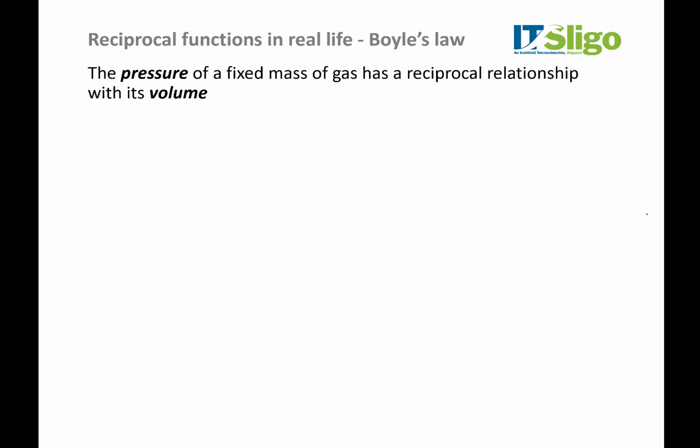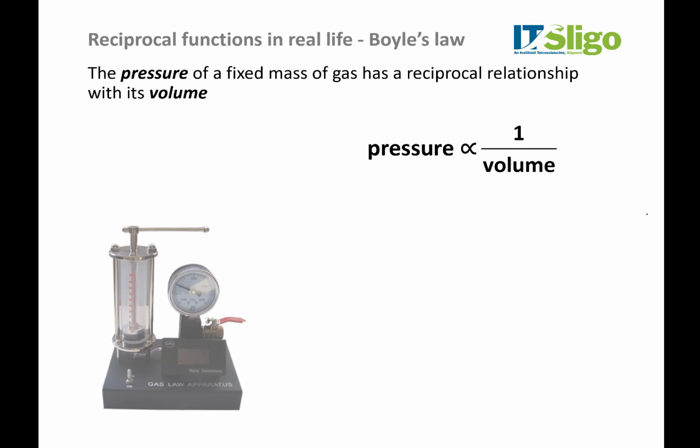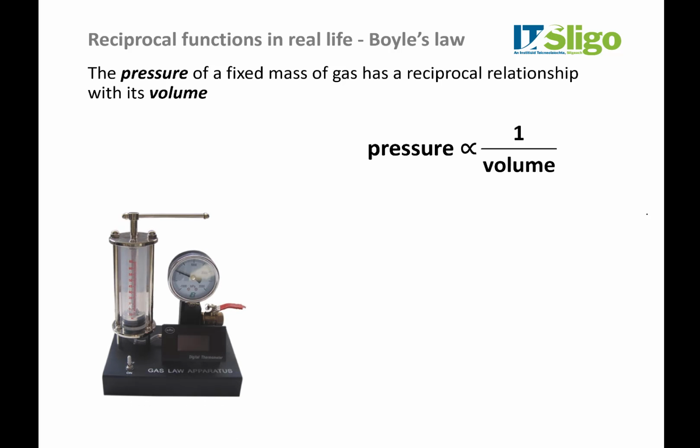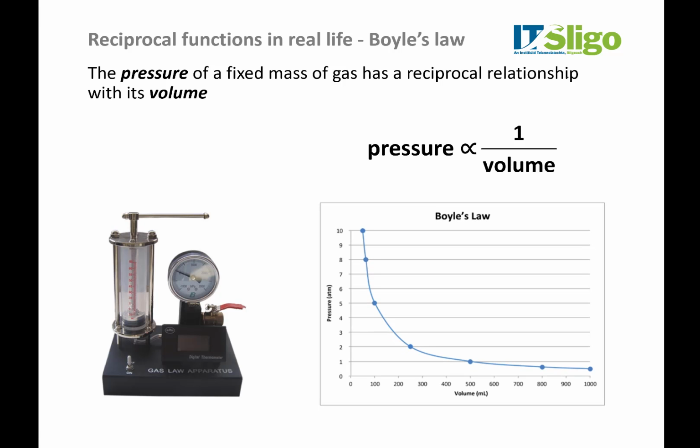Just taking a look at Boyle's law, we'll look at it in a little bit more detail in the next lecture. But pressure and volume have a reciprocal relationship, just like I was saying. This symbol here that means proportional. And you just treat it like an equal sign. And this is a graph of Boyle's law. We can see the volume getting bigger. As the volume goes this way, the pressure goes down.